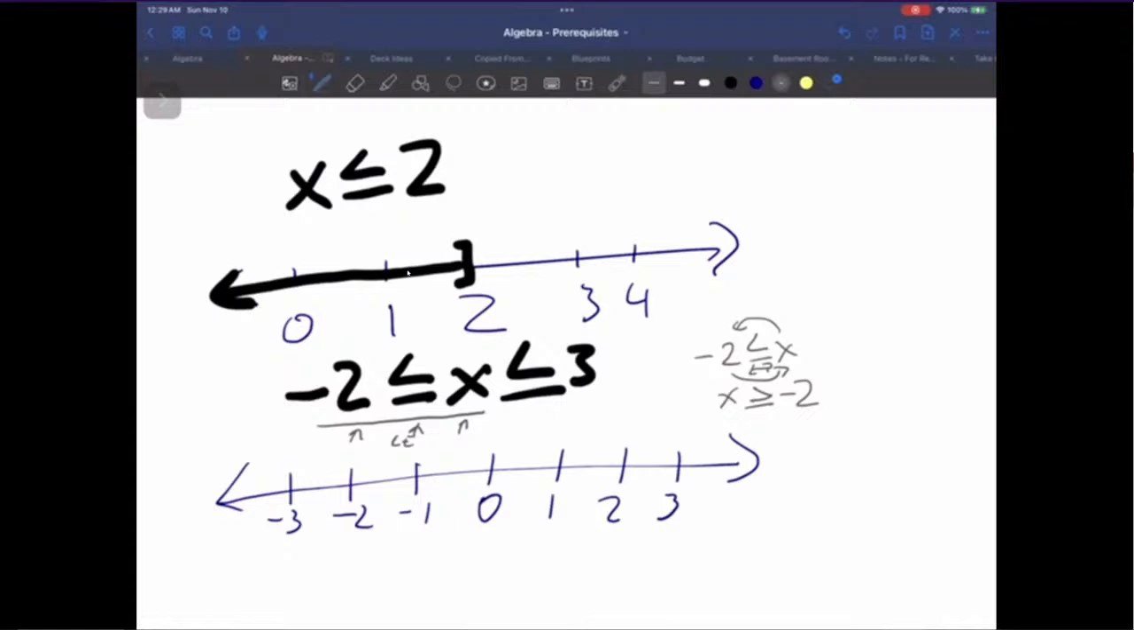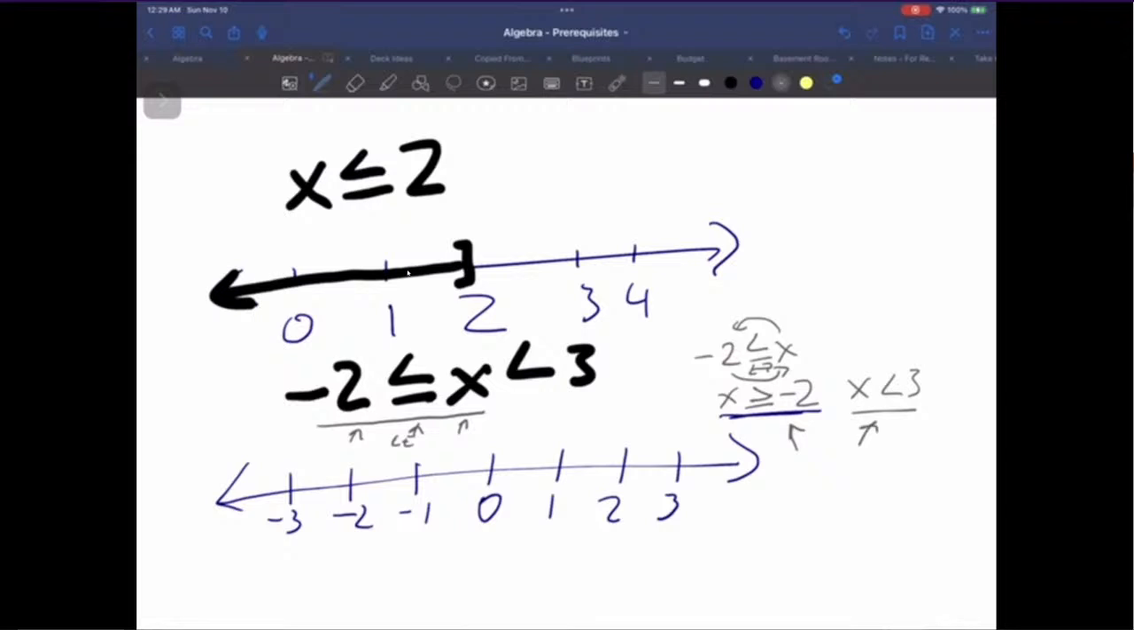And, I'm sorry, this inequality is supposed to be less than 3, not less than or equal to 3. So we're saying that x is greater than or equal to -2. We're saying this. And we're also saying that x is less than 3. So this compound inequality that you have here, I have split up into 2 inequalities. This guy and this guy.